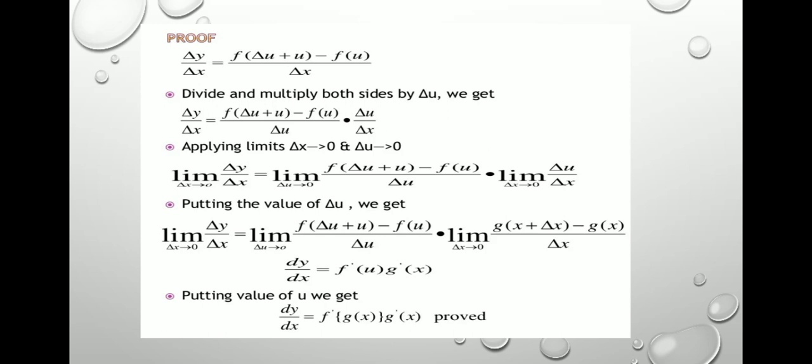dy over dx is equal to f prime of u times g prime of x. Putting the value of u, we get dy over dx is equal to f prime of g(x) times g prime of x. Proved.